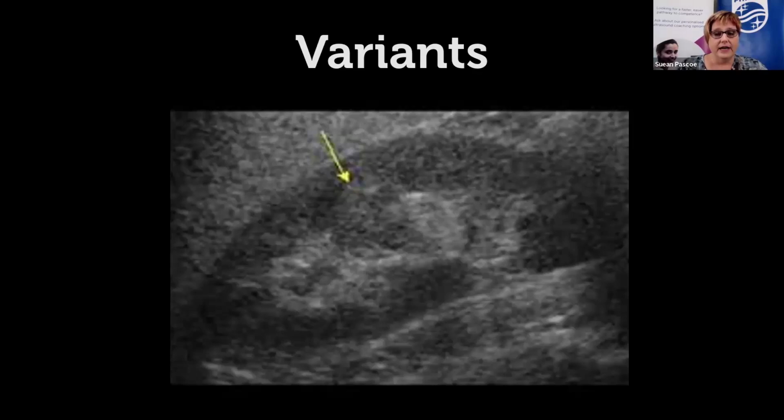And the way that I just double check this is to pop the colour on, and is the colour flow in that area normal and looking like what it does in normal cortex, or is it irregular and looking a bit unusual? So columns of Bertin are present in about 50% of the healthy population, and in 20% of people, they're bilateral.